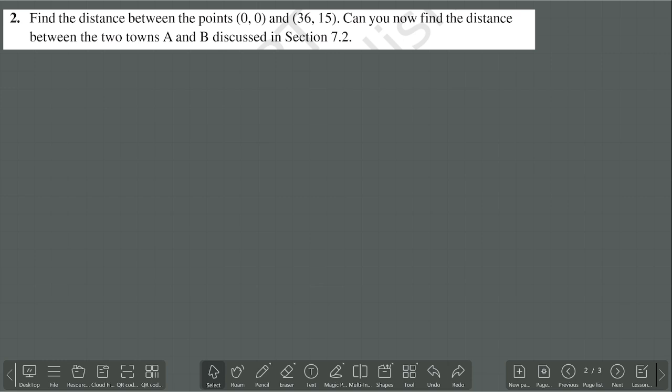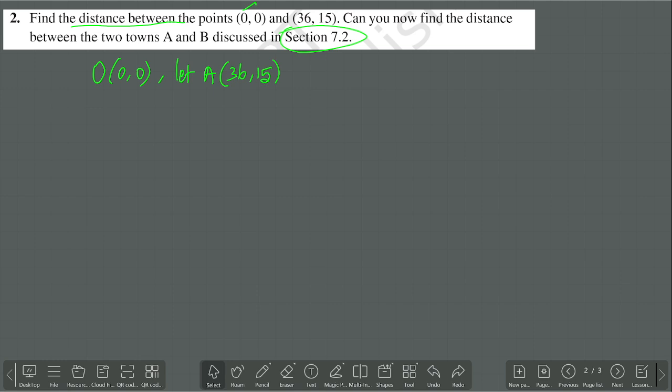Okay? Right. Here they are telling, discussed in section 7.2. But you don't worry, no need to go to section 7.2. What is discussed, they have given already. Find the distance between the points 0, 0. They are telling very clearly, we have to find the distance between the points 0, 0. That is 0, 0 in the sense what is it? Origin. Okay, that is O. And one more point is there, let me take that A. So A equal to 36, 15, it's given.